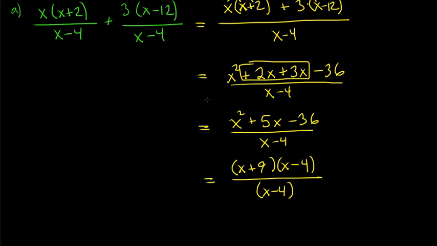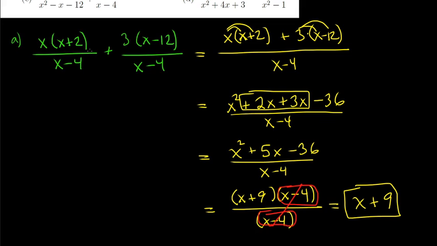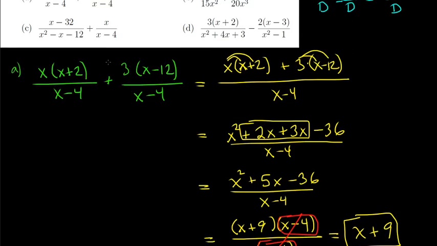So you can see what happens. x minus 4 divided by x minus 4 is 1. It's a common factor, so it cancels. And so our answer is just x plus 9 over 1. Right? But dividing by 1 doesn't do anything, so we'll just write x plus 9. Okay, so that's the answer for 17a.